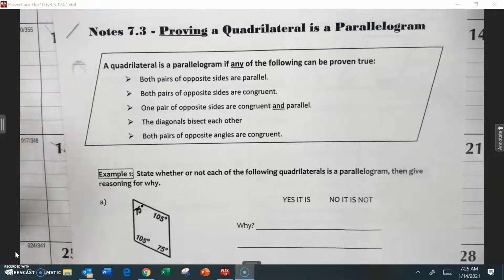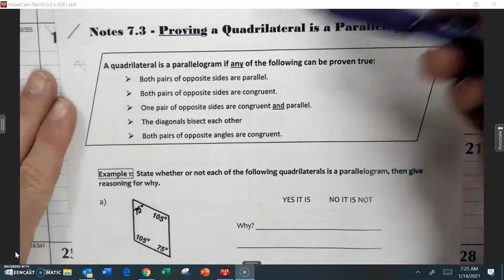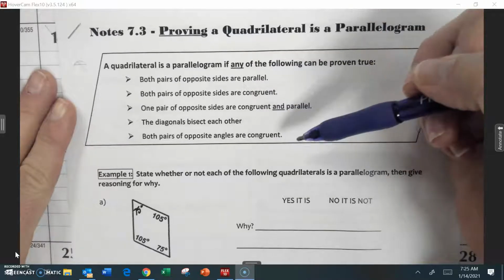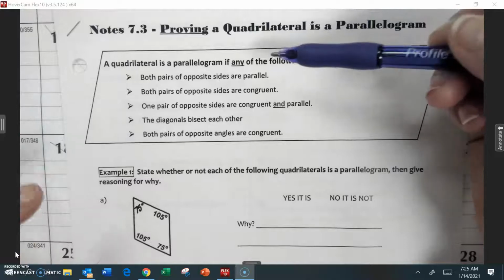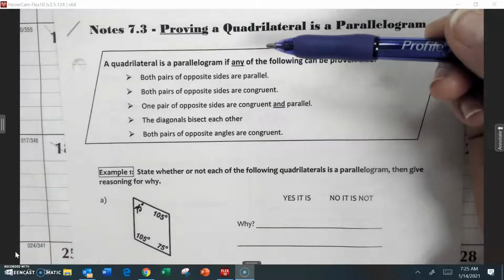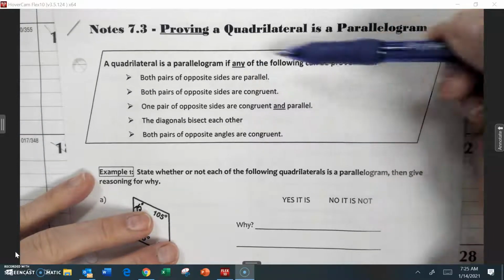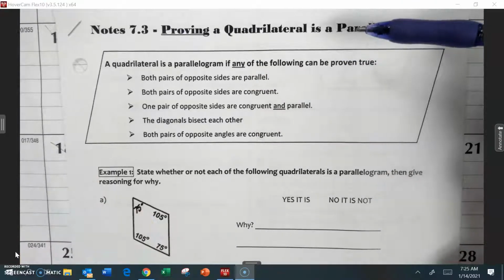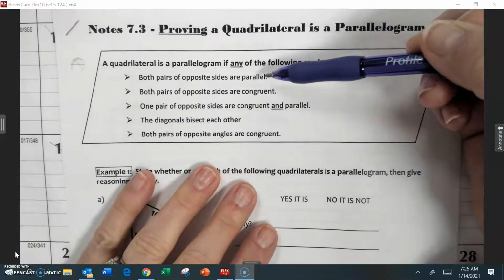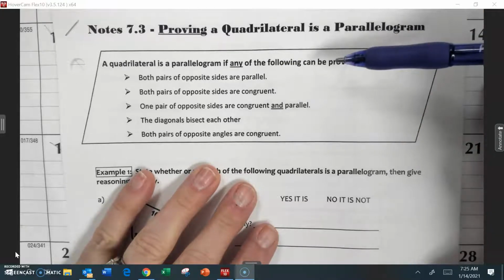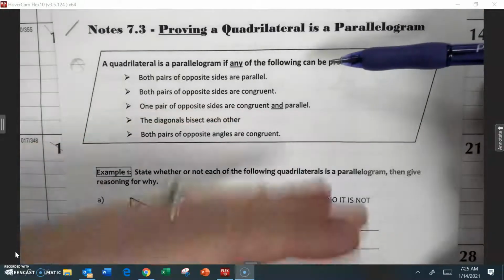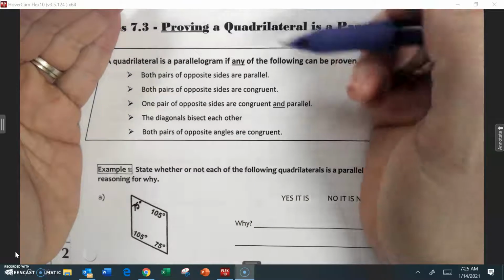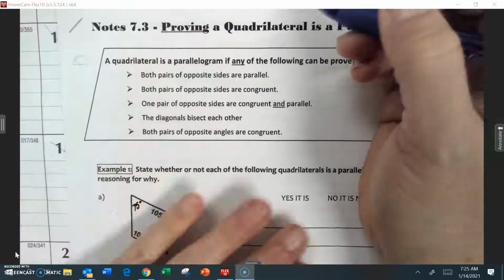So just to review, remember these notes are a little bit different than 7.2. And so I want to go through these with you so that you understand. If you can prove that a quadrilateral has any of the following, and you only need to prove one, let's go through right now, and you might want to write this down because I think a lot of you can handle this. This is the easy part down here. The part up here is what you have to understand for the proof, okay?